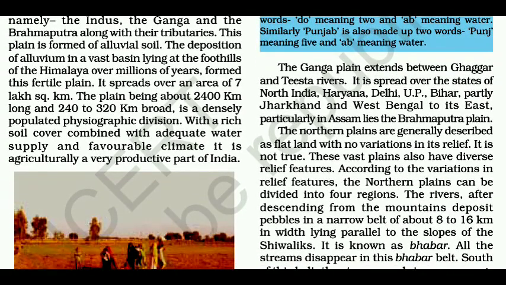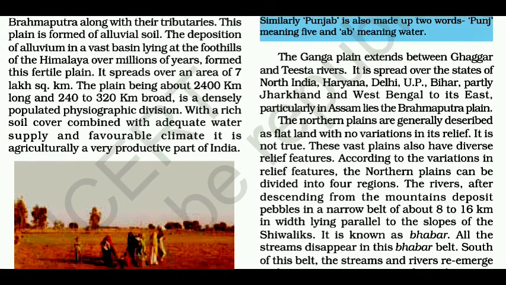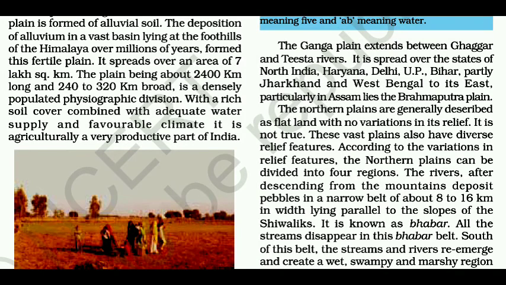The Ganga plain extends between the Ghaggar and Tista rivers. It is spread over the states of North India: Haryana, Delhi, UP, Bihar, partly Jharkhand, and West Bengal to its east. Particularly in Assam lies the Brahmaputra plain.